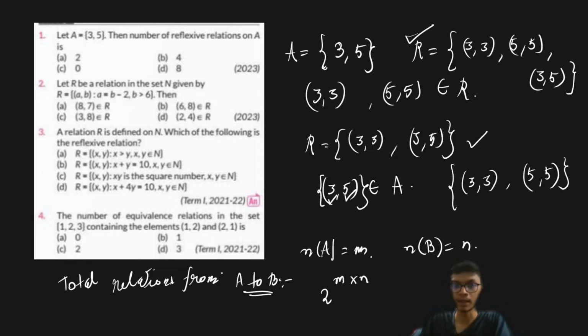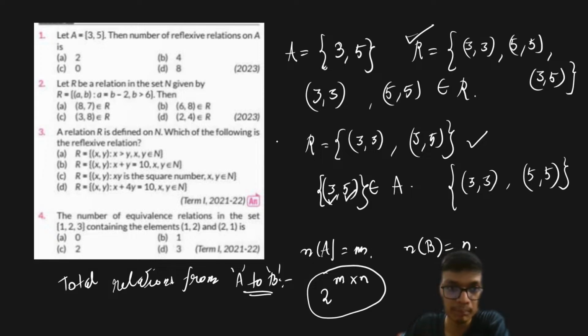Since here the definition of B is not given, only A is given, we can see the cardinality of A is 2, but the cardinality of B is not given. So in this case, I cannot comment on the total number of relations possible. But in the problem where the total number of reflexive relations is asked, I can say that the number of reflexive relations is equal to 2. Okay, so this is something very simple.